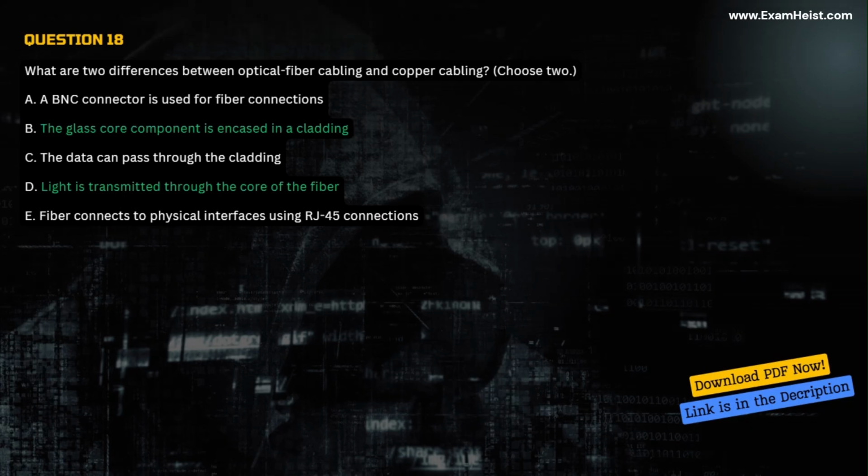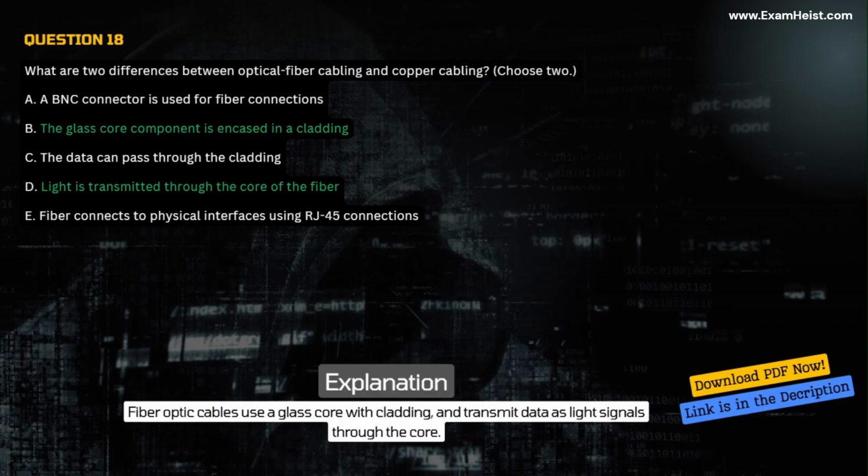Correct answer, B and D. The glass core component is encased in a cladding. Light is transmitted through the core of the fiber. Explanation. Fiber optic cables use a glass core with cladding and transmit data as light signals through the core.